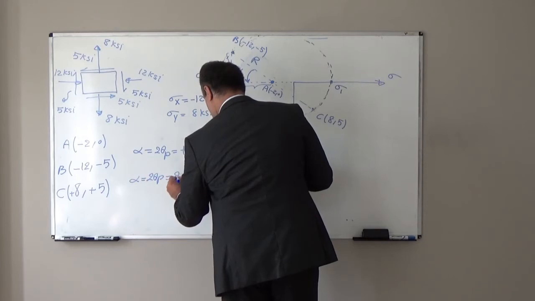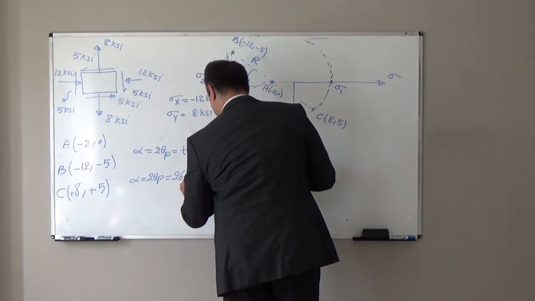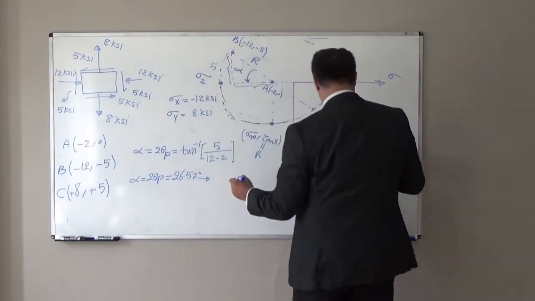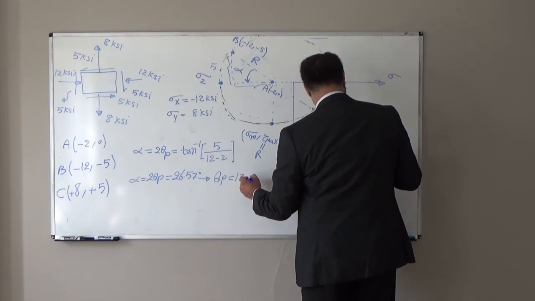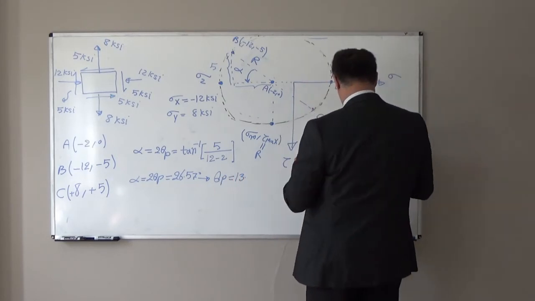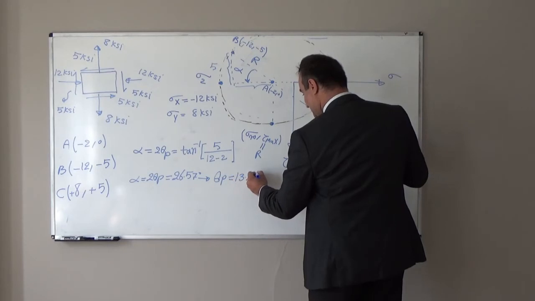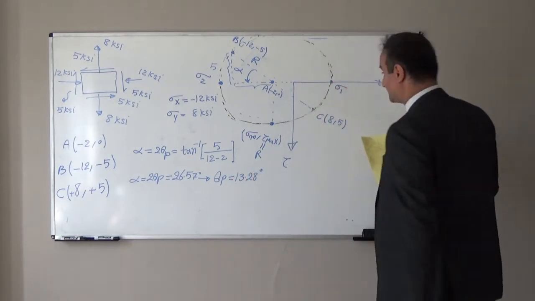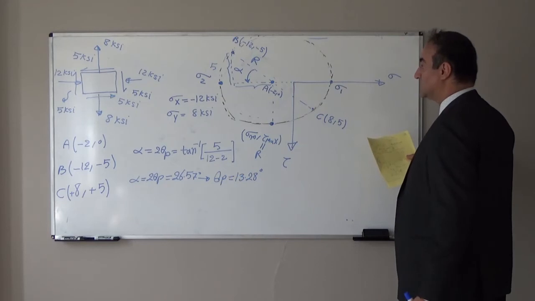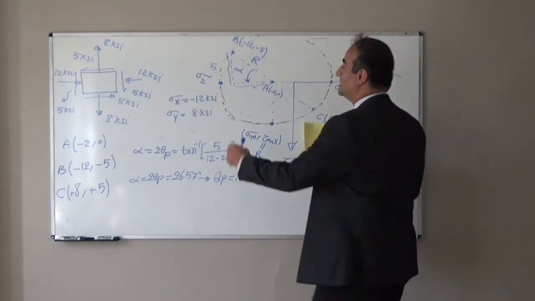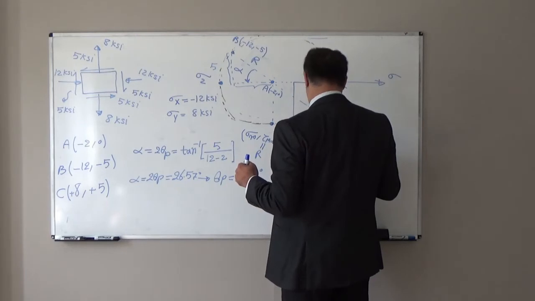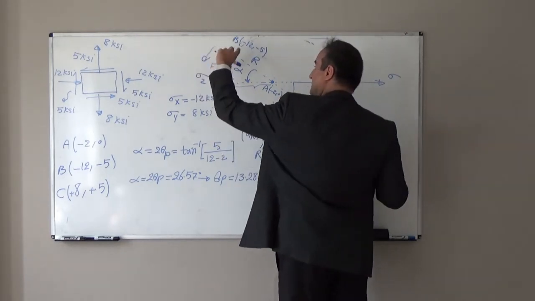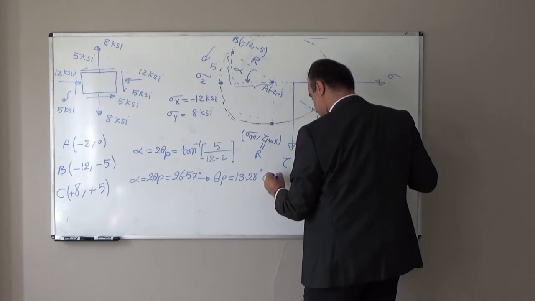That will be equal to 26.57 degrees. And from there, theta P will be equal to 13.28 degrees. That is the direction we should rotate point B to reach sigma 2. We find that direction, and we should do this rotation. You see, we should rotate counterclockwise.